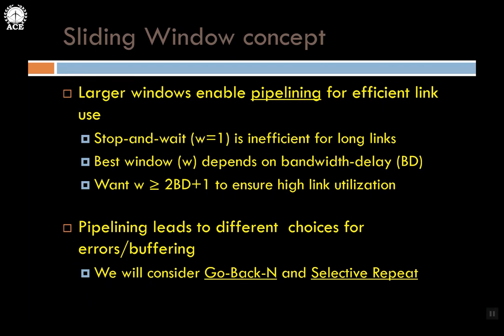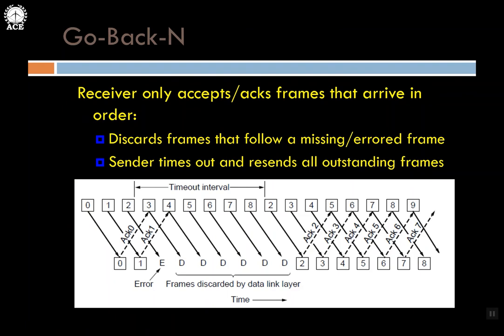Larger windows enable pipelining for efficient link usage. Stop and wait has a window size of only one, which is inefficient, as we have already calculated. The best window size depends on the bandwidth delay product, and the maximum value of W is 2BD plus 1 to ensure high link utilization. Pipelining leads to different choices for errors and buffering. Please see how the Go-Back-N protocol works. The receiver only accepts frames that arrive in order because its window size is only one, and it is compelled to discard frames that are not in order.